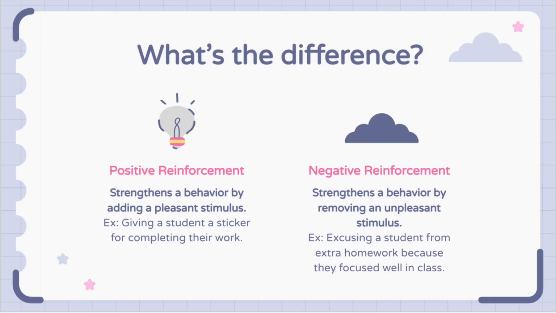So firstly, what's the difference? Positive reinforcement strengthens a behavior by adding a pleasant stimulus. So an example of this could be giving a student a sticker for completing their work. And on the other hand, negative reinforcement strengthens a behavior by removing an unpleasant stimulus. So this could be excusing a student from extra homework because they focused well in class.